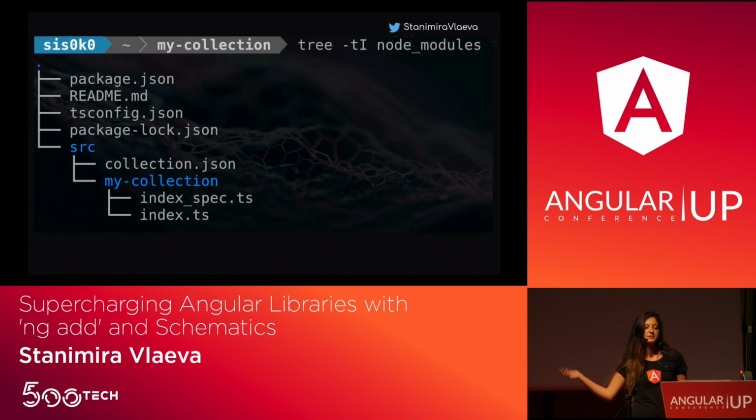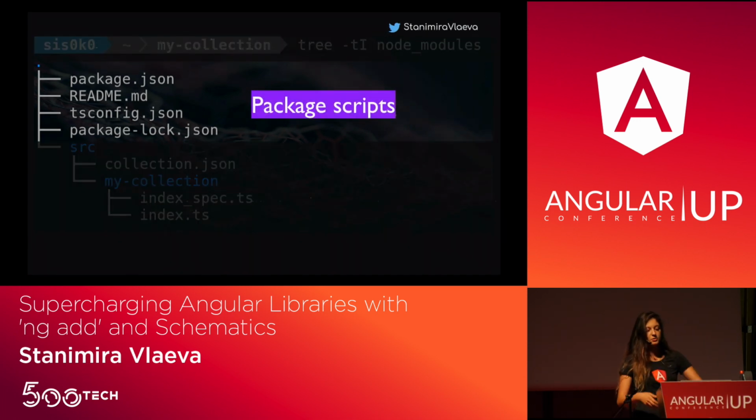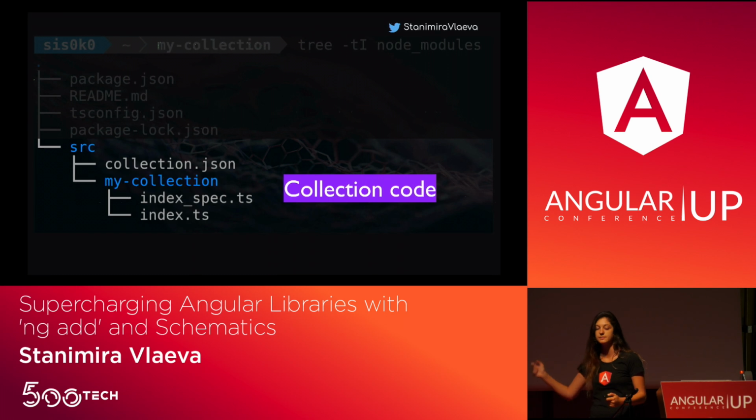And you will get a bunch of files, obviously. Of course, you have the normal package.json and tsconfig stuff, and the rest of it is the actual code for this collection. We have the collection.json, which contains information about every project transformation, and then we have the actual project transformation. We have just one in the beginning called my-collection, and we have two files, the test file, the spec, and the index file.